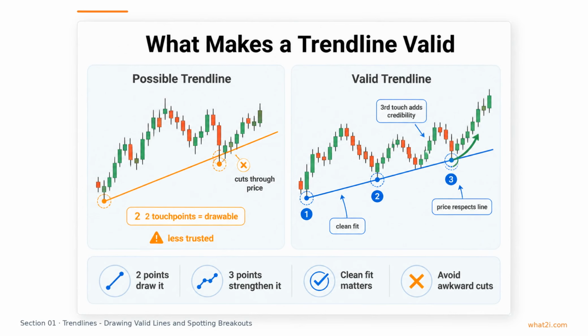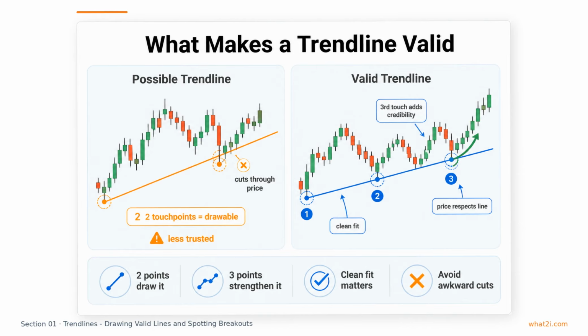A line becomes meaningful when price has actually respected it. Two touch points are enough to draw a trendline, but a third touch makes it more credible because it shows the market reacted to that line again. You also want the line to fit the chart naturally. If it slices awkwardly through unrelated candles or only works when you ignore obvious price action, it is probably not a valid line. Think of a good trendline as something the chart reveals, not something you impose. The more cleanly price interacts with it, the more attention it deserves. That does not make it certain, but it does make it relevant.